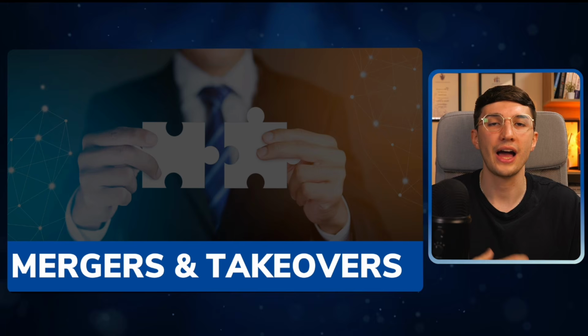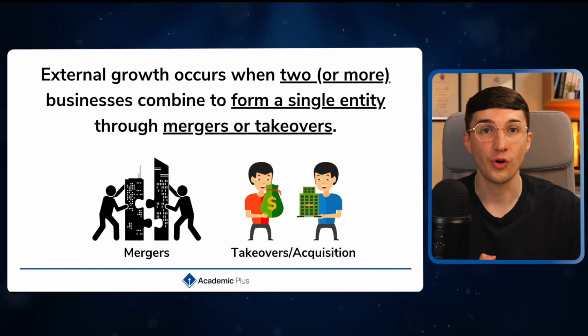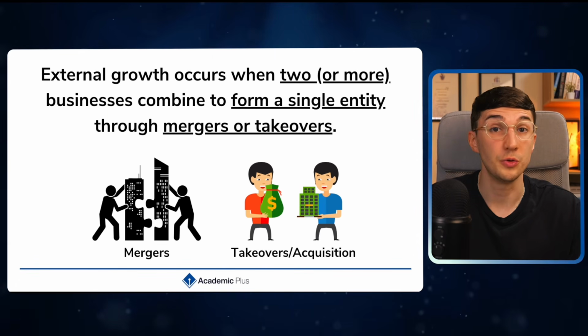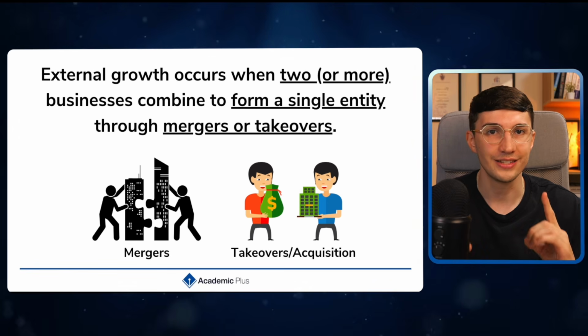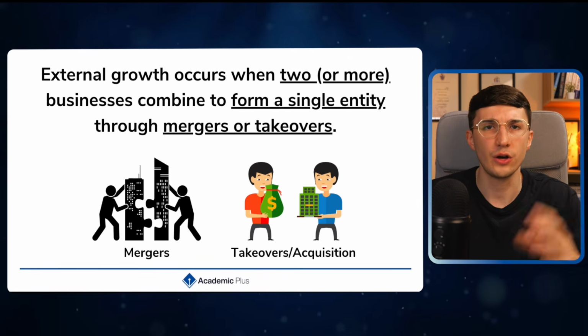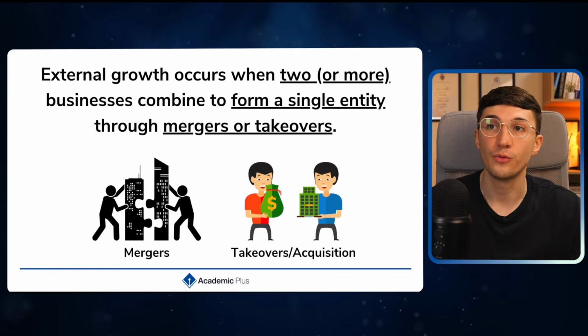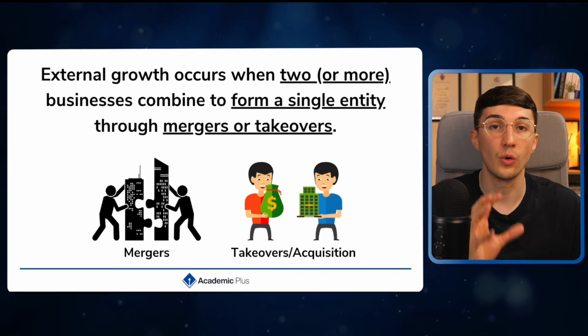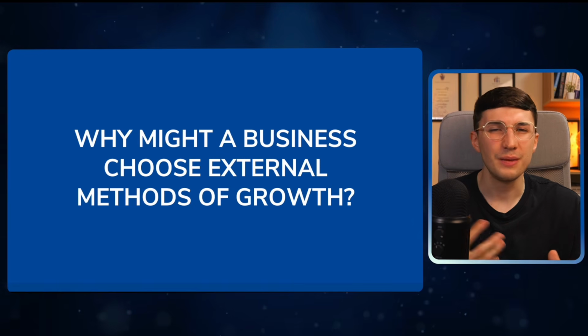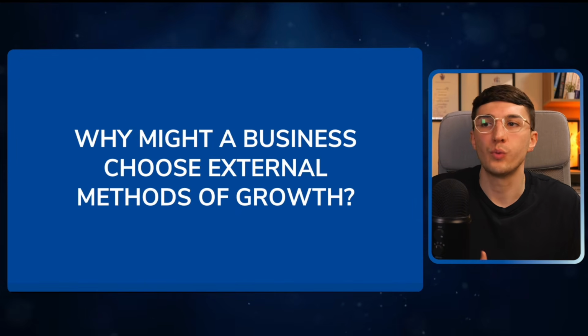The next topic that we're going to take a look at in this revision video is actually how do businesses grow? And within this section, we're going to look at external growth, specifically mergers and takeovers. Now, something that students get wrong all the time is they think external growth is when you use external sources of finance. This is not correct. External growth is when we look at either mergers or takeovers, and takeovers are also called acquisitions. And external growth is when two or more companies combine to form a single entity through either a merger or through a takeover.